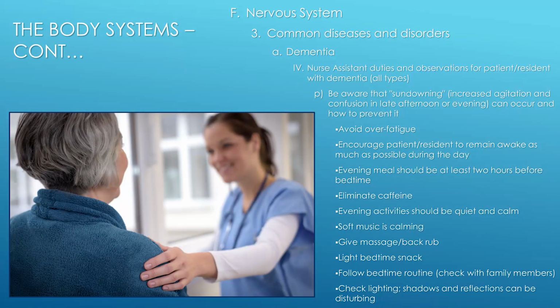Be aware that sundowning, increased agitation and confusion in late afternoon or evening, can occur and how to prevent it. Avoid over-fatigue. Encourage the patient or resident to remain awake as much as possible during the day. The evening meal should be at least 2 hours before bedtime. Eliminate caffeine. Evening activities should be quiet and calm.